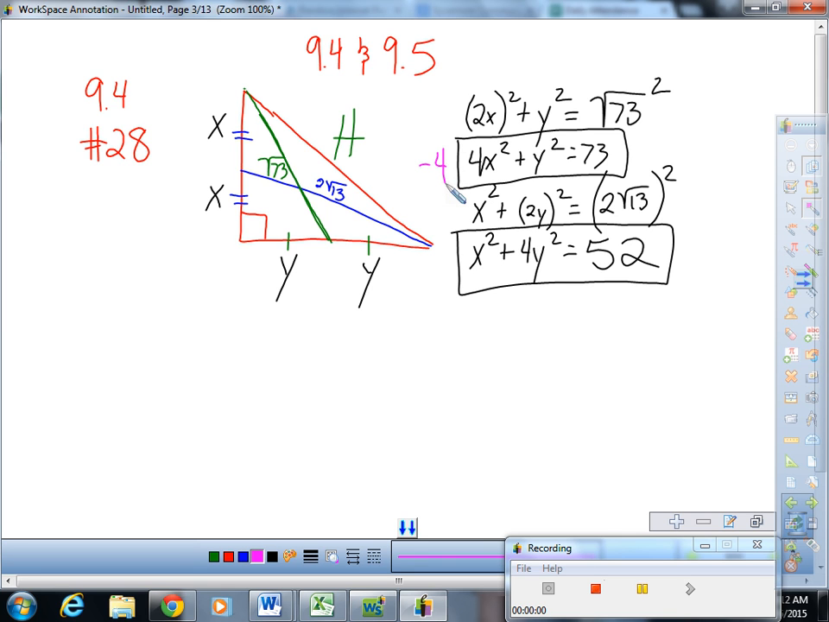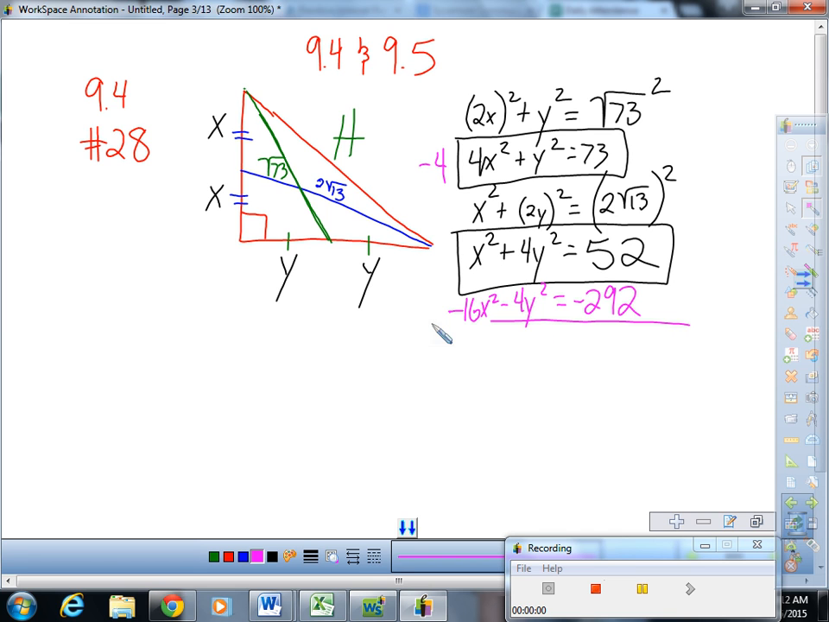So, what I'm going to do is take this equation and multiply it by negative 4. Hopefully, some of you understand why I chose negative 4. I'd love for it to be all, but I understand that some of you guys are stronger at algebra than others. Can somebody help? Let's see. Negative 292.